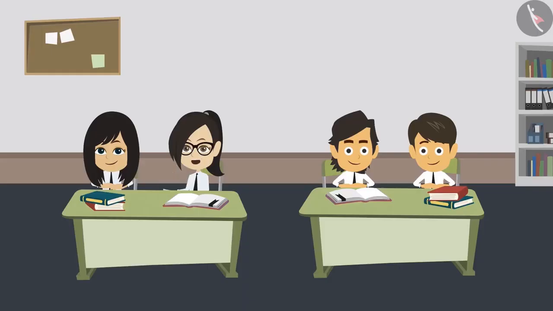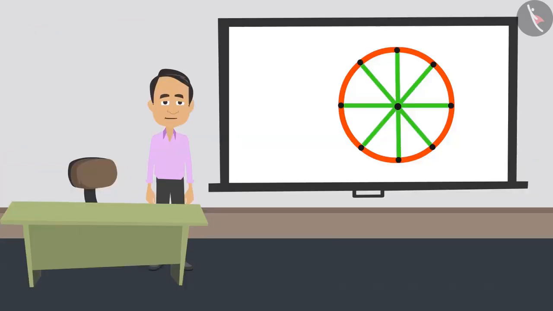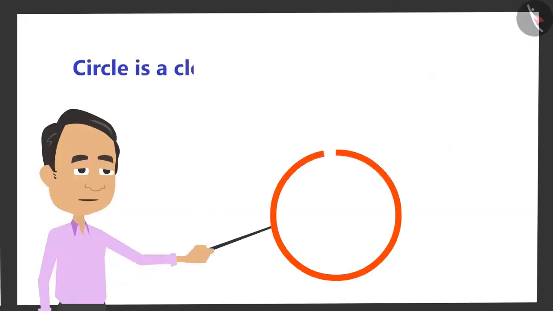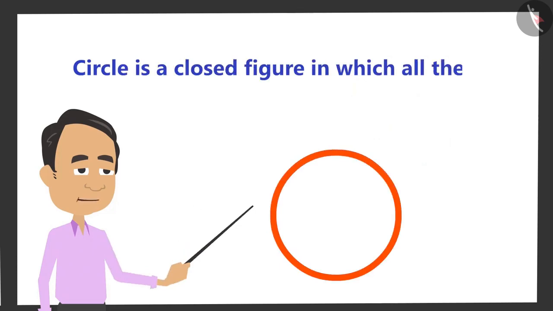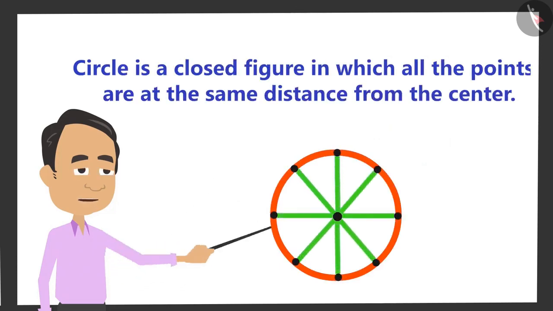Okay, sir. We understood these things about a circle. But what is the definition of a circle? If you write properly what you have understood, you will get the definition of a circle. Look, circle is a closed figure in which all the points located in it are at equal distance from the center.